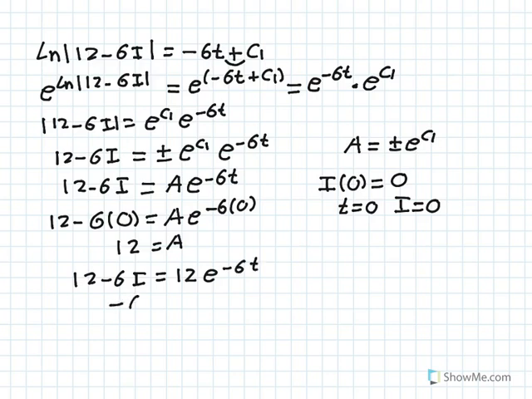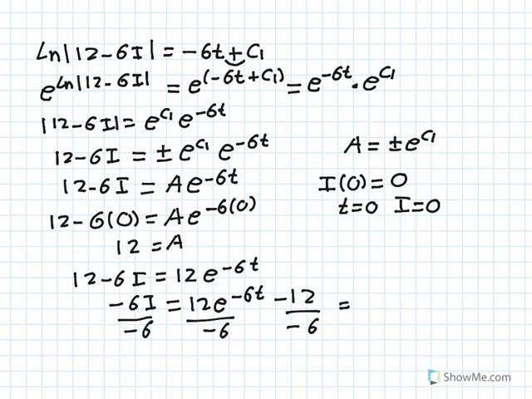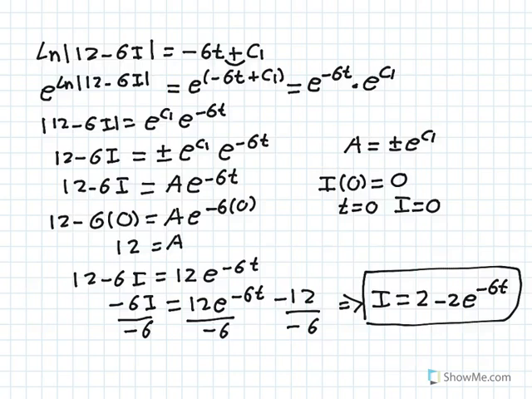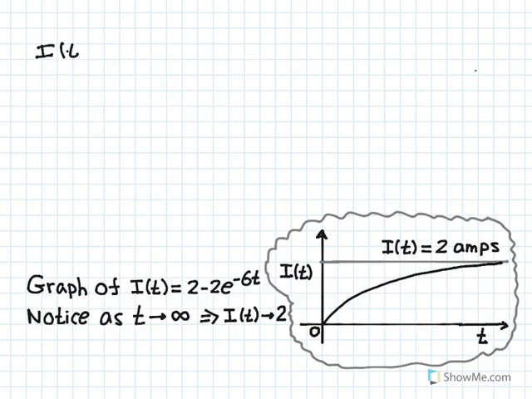Now let's isolate I. We get minus 6i. Let's subtract 12 from both sides. We get 12 e to the minus 6t minus 12, and divide by minus 6. So we'll get I is equal to minus 12 divided by minus 6, that's plus 2, and 12 divided by minus 6, that's minus 2 e to the minus 6t. We now have the current explicitly as a function of time. So we have I of t is equal to 2 minus 2 e to the minus 6t.